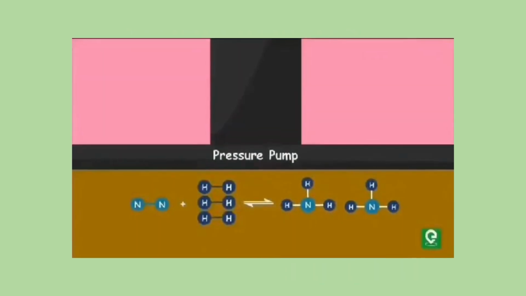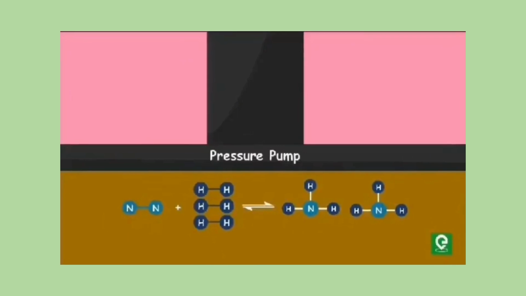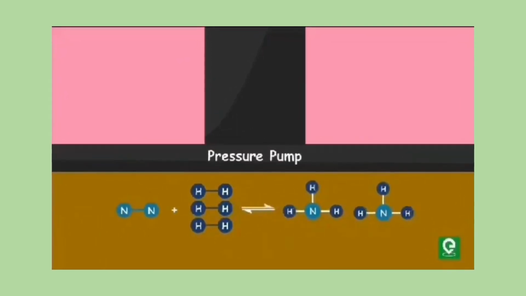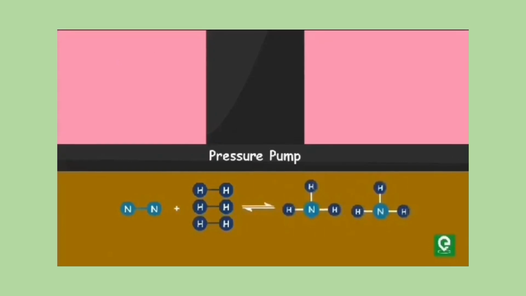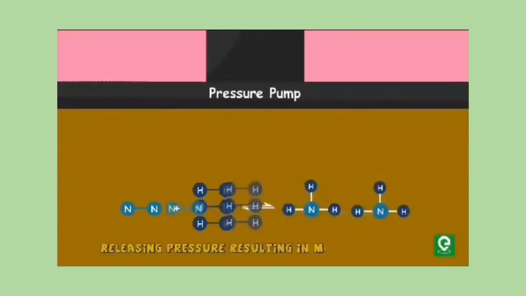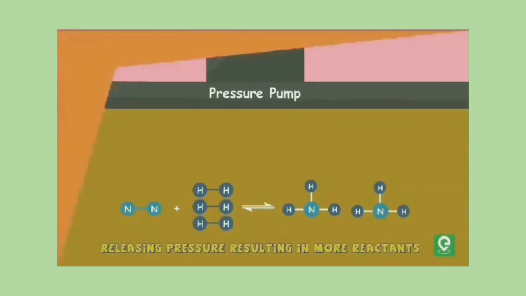For example, in the process of creation of ammonia gas, one molecule of nitrogen gas combines with 3 molecules of hydrogen gas to form 2 molecules of ammonia. Here, the number of molecules of reactants is 4, while the number of product molecules is 2. Thus, if you apply pressure, the system will create more ammonia, reducing the number of molecules. And if you release pressure, the backward reaction will be favored.